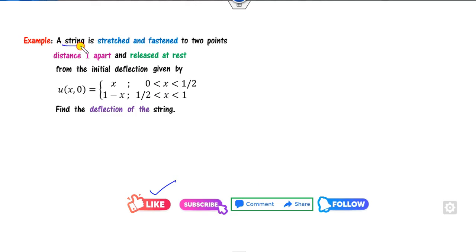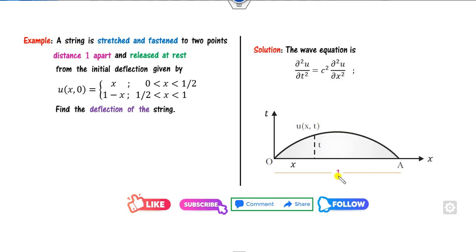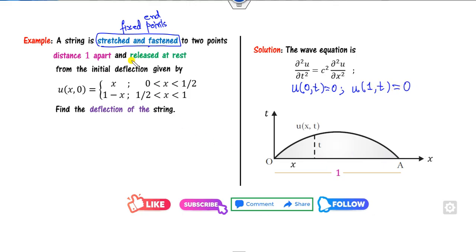Okay, a string is also a wave which is 1 unit in length, stretched and fastened at the 2 points. That means they have fixed end points. That's the meaning of the same thing. So what does it imply? u(0, t) will be 0. The length is 1, so u(1, t) will be 0. And it is released from rest. Once it is released from rest, it means the initial velocity will be 0.